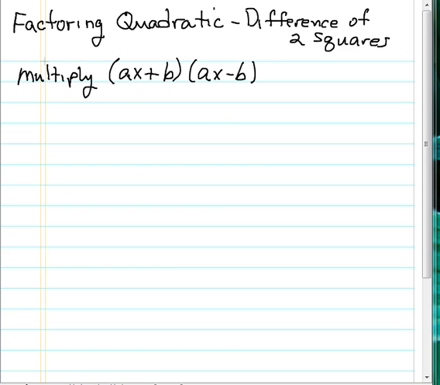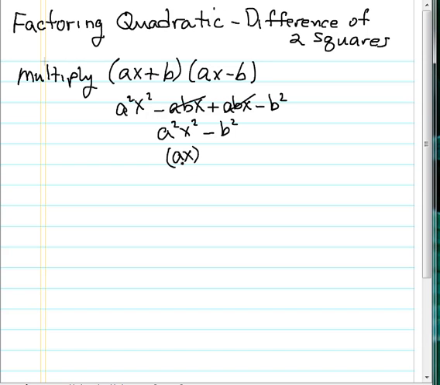So using FOIL, we would have ax times ax, so we have a squared x squared. Now we have ax times negative b, so we have negative abx. Now we have b times ax, so that's a positive abx. And finally, positive b times negative b, we have negative b squared. So those cancel each other out, so we're left with a squared x squared minus b squared, and we could write this as ax quantity squared minus b squared.